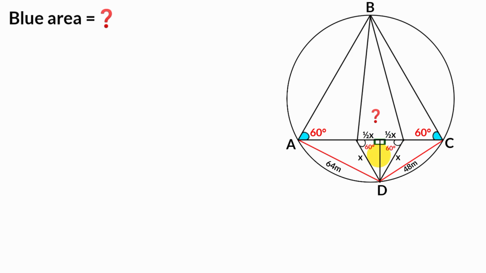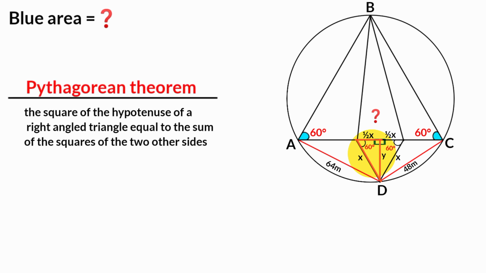Now let's assume the length of the median to be y. Look at this triangle. It is a right angle triangle. So we can use the Pythagorean theorem. The Pythagorean theorem states that the square of the length of the hypotenuse of a right angle triangle is equal to the sum of the squares of the lengths of the two other sides. The hypotenuse is the side facing the right angle, which is this here. So using the Pythagorean theorem, the square of this x must be equal to the sum of the square of this half x and this y.